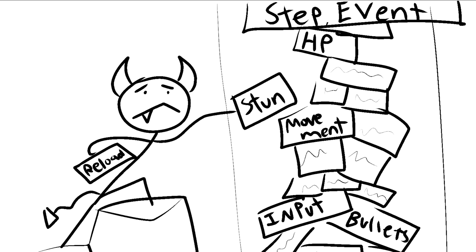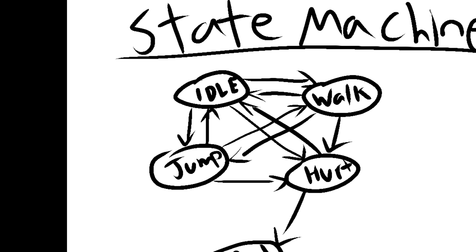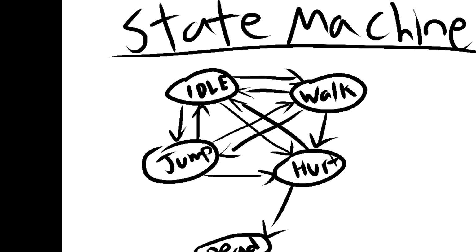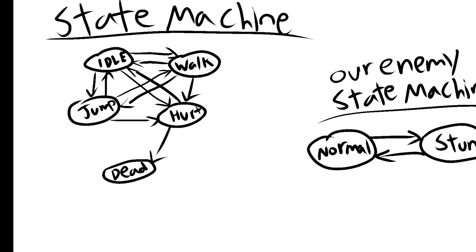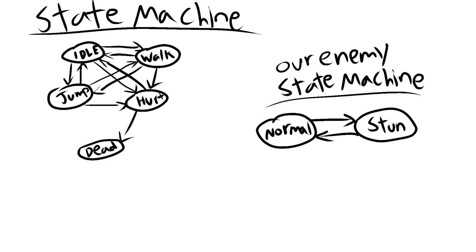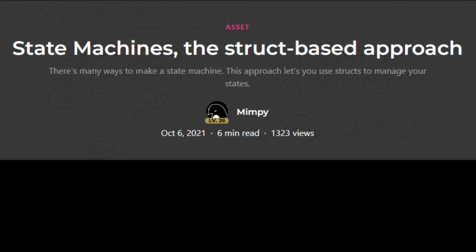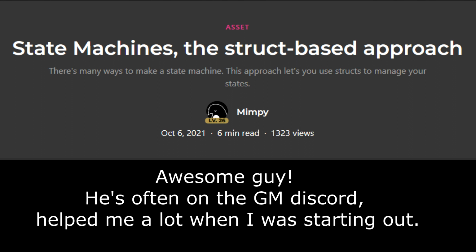So, why not simplify? Why not use a state machine? A state machine is a useful code pattern that takes the situations a character can be in and separates them out into convenient states. You can think of it as a flowchart. You have different pieces to land on, and you have specific arrows in and out of those places. There's a lot of ways to make a state machine, but we're going to use a specific method created by the excellent GameMaker community member Mimpy.